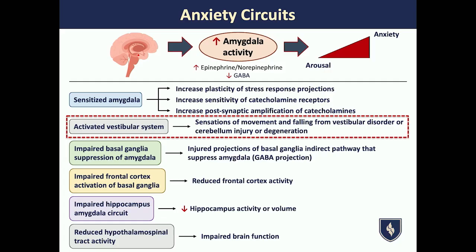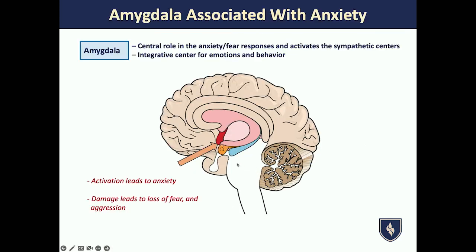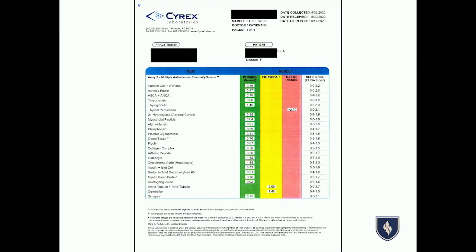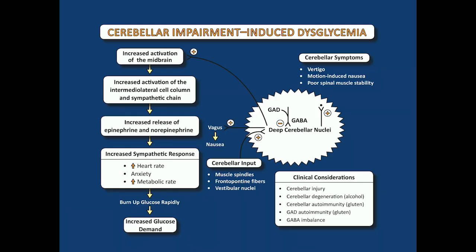Also, every time she has a sensation like she's falling, there's going to be direct inputs to the amygdala to activate fear and arousal responses to try to find a way to protect her from falling. And some of these may be subconscious.